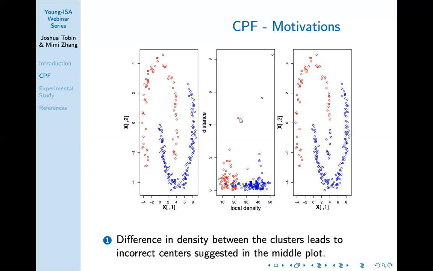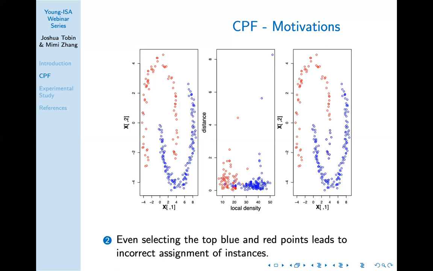So what we see is that DPC actually struggles with clusters with varying density values because the decision graph process naturally favors instances with higher local density. If we look at the graph here on the right, then what we've done here is actually selected the most extreme blue point as a center and the most extreme red point as a center.